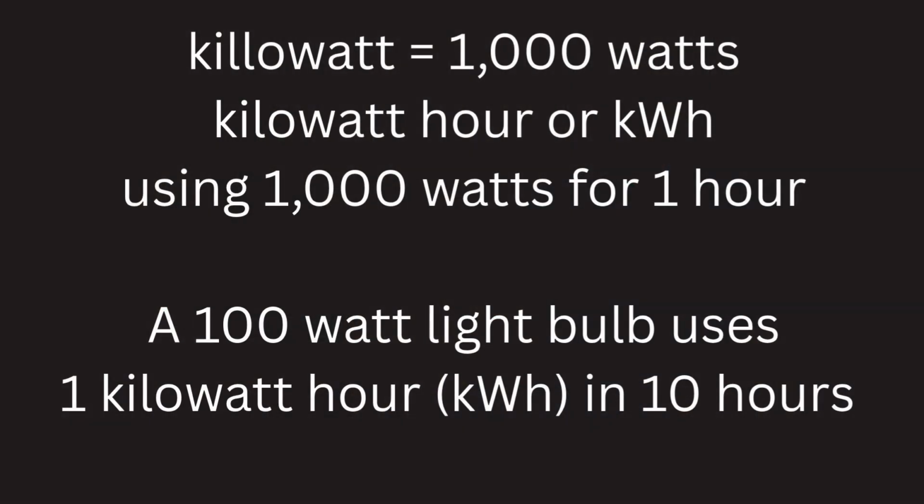And Ray, let me stop you right there. What exactly is a kilowatt hour? First of all, a kilowatt is 1,000 watts. So a kilowatt hour is using 1,000 watts of electric for 1 hour. Okay. A 100-watt light bulb would use a kilowatt hour in 10 hours.